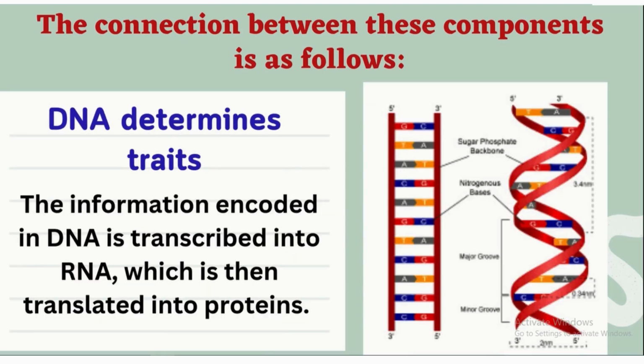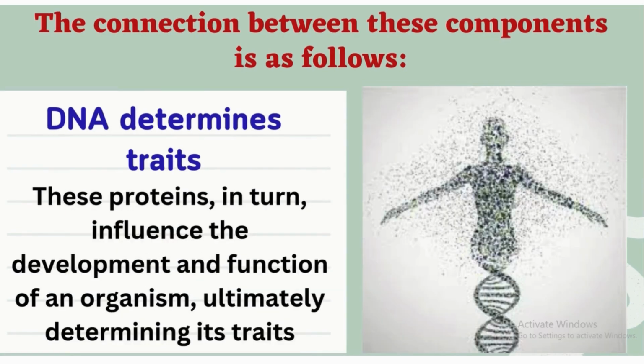Now, DNA determines the traits. For example, the information encoded in the DNA is transcribed into RNA, which is then translated into protein. Secondly, DNA also determines proteins. For example, it influences the development and functioning of the organism, ultimately determining its traits.